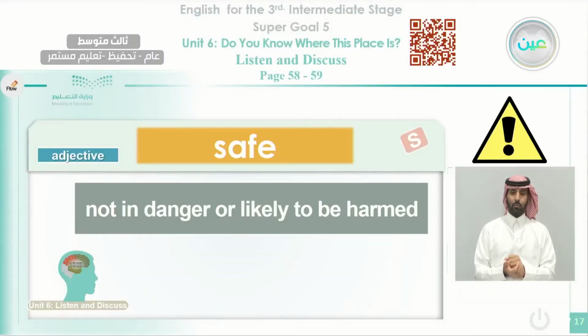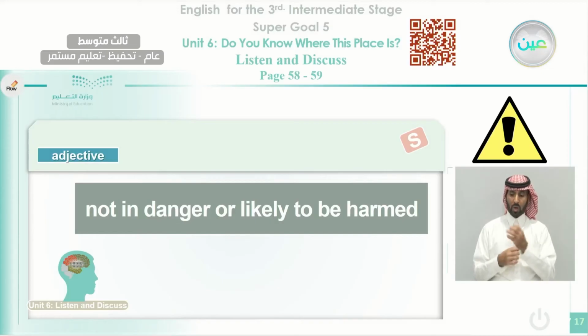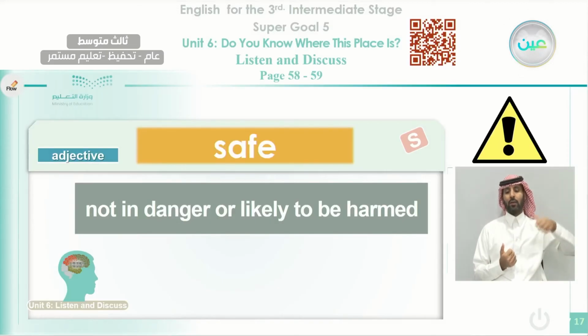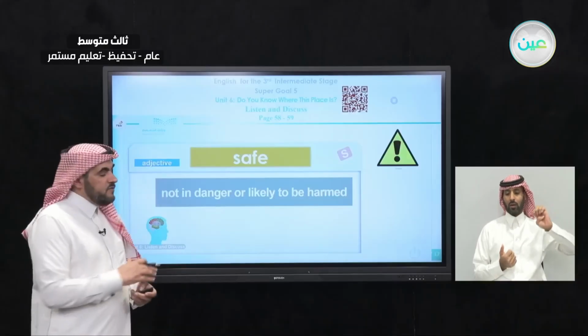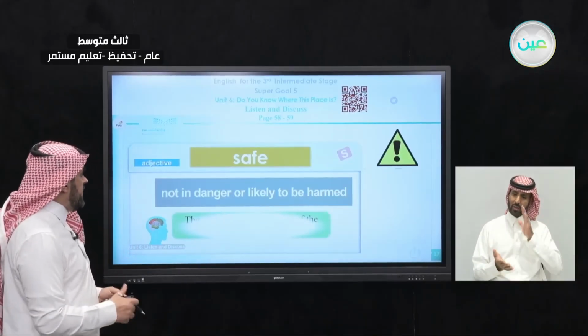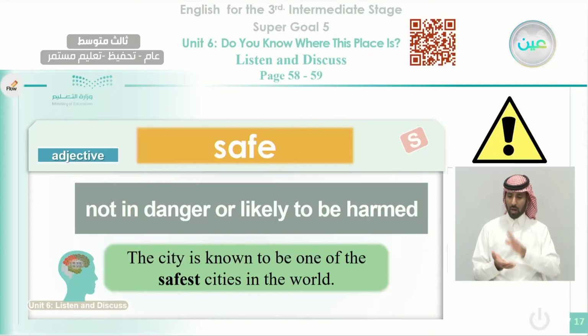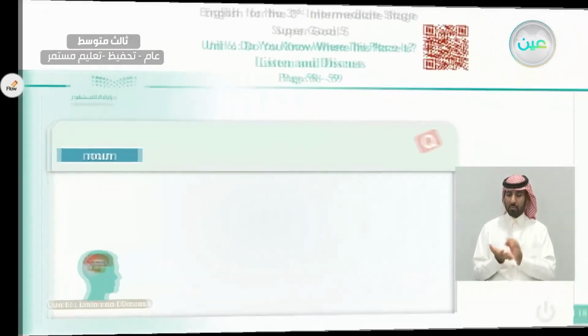Here we talk about something else also, an adjective: not in danger or likely to be harmed. That is safe. If you are safe, that means you are not in danger. We describe something as safe, as you can see here. The city is known to be one of the safest cities in the world.